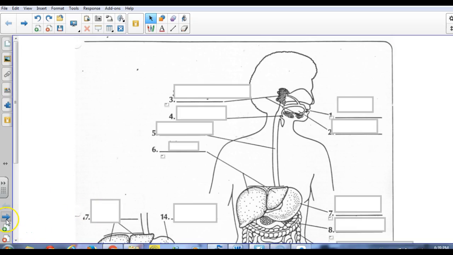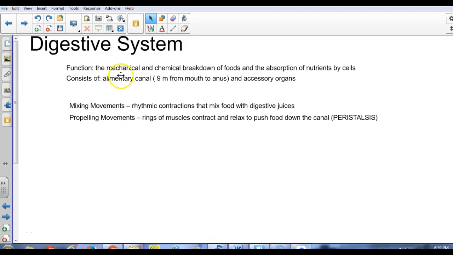Hello biology students, you're here learning about the digestive system. Of course, the purpose of the digestive system is to break our foods down into smaller nutrient molecules that can be absorbed directly into our small intestine, and of course get rid of any waste materials that we can't digest.